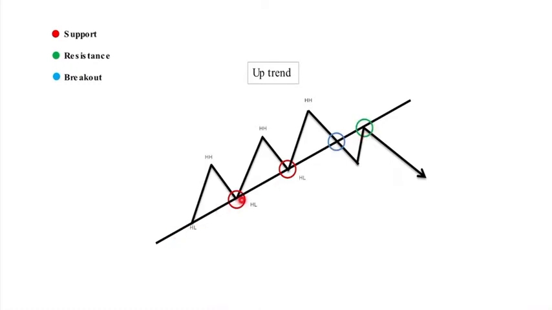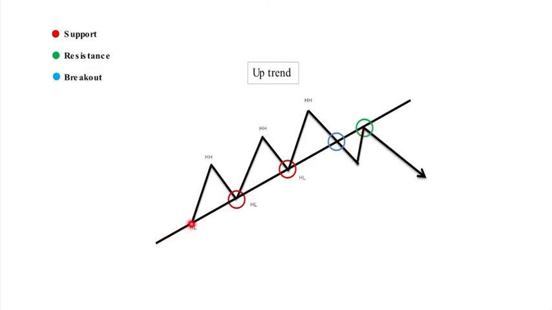You can see when the price is above this trend line, we call it the support level. And when the price is going under this trend line, the green circle is the resistance level. Okay, let's see how the price goes.